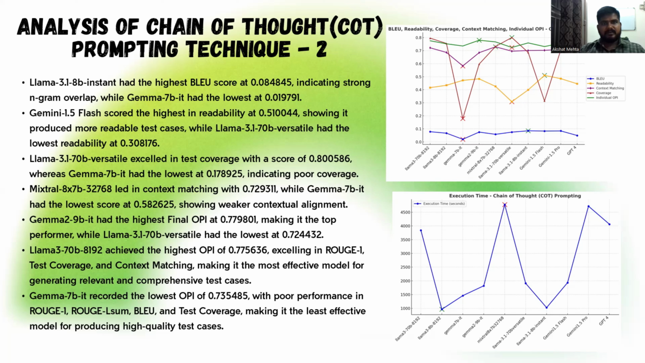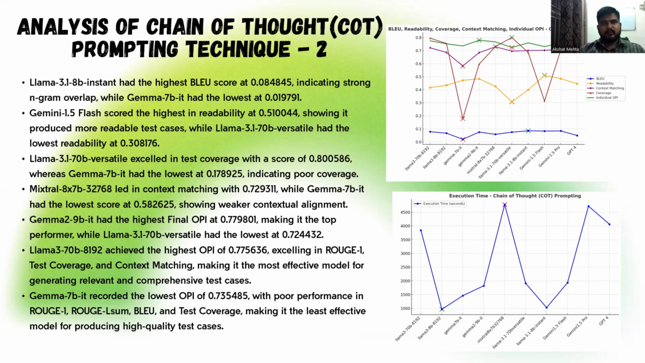With context matching, Mistral 8x7 billion led with 0.729331, showing strong alignment with the user story, while Gemma 70 billion scored lowest at 0.58625. Finally, for overall performance, Gemma 2 9 billion scored the highest at 0.779801, while Llama 3.1 70 billion versatile scored lowest at 0.724432. In summary, on average we can see that Llama 3 70 billion performed best across ROUGE-1 and test coverage, while Gemma 7B struggled across several key areas, making it a less effective model.